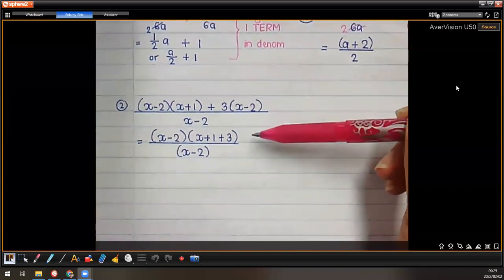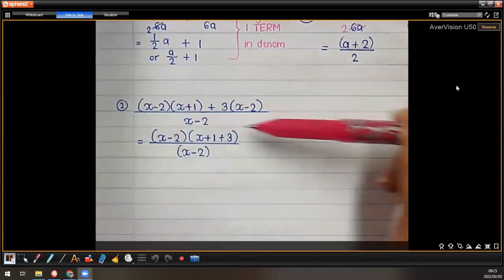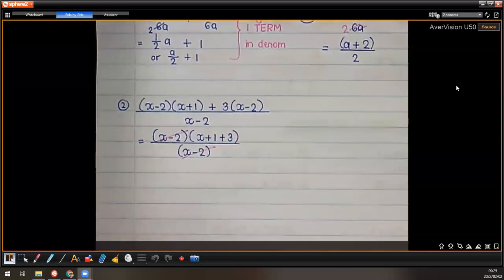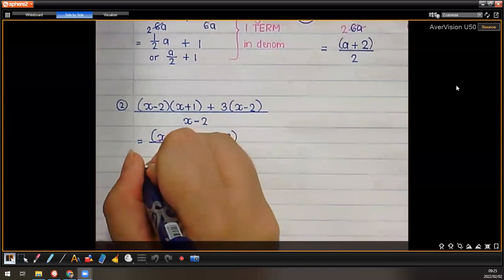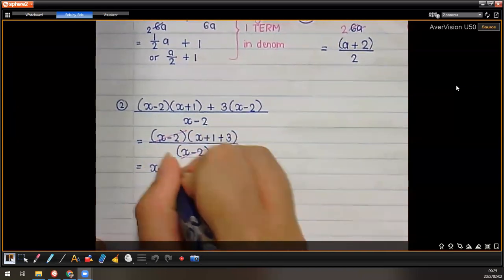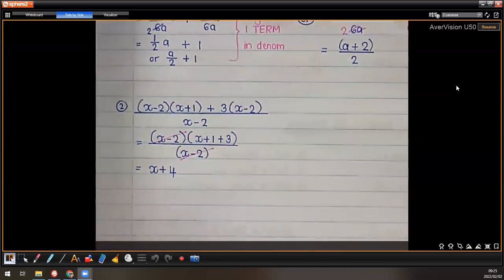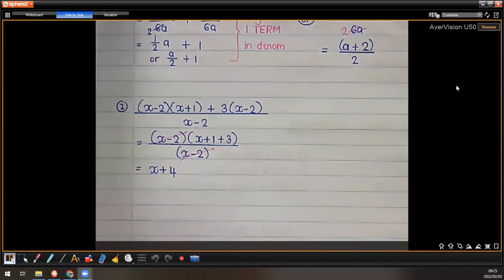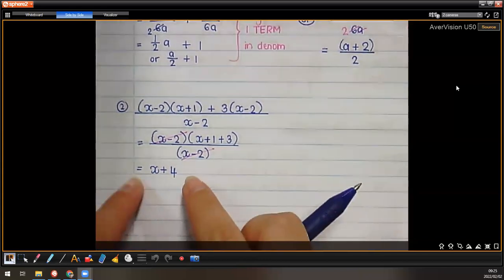How many terms do I have at the top now? 1. At the bottom, also 1. So we can cancel out the x minus 2. And we are left with x plus 4 over 1. But please don't leave that over 1 as your final answer. This needs to be your final answer. Okay. So you can put in an in-between step where you say x plus 4 over 1. But this must be your final answer.